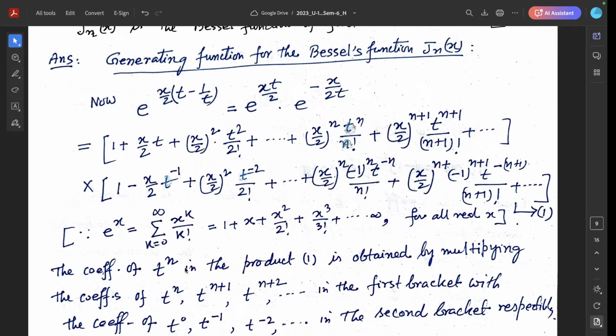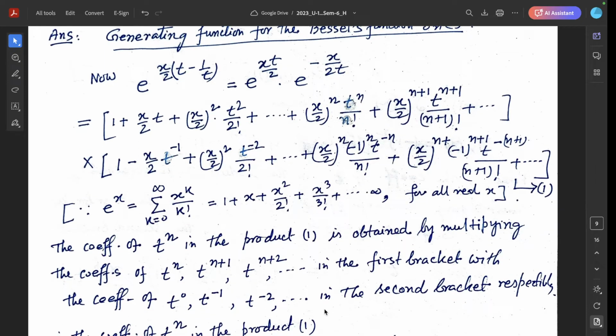The coefficient of t to the power n in the product is obtained by multiplying the coefficient of t to the power n, t to the power n plus 1, t to the power n plus 2 in the first bracket with the coefficient of t to the power 0, t to the power minus 1, t to the power minus 2 in the second bracket respectively.